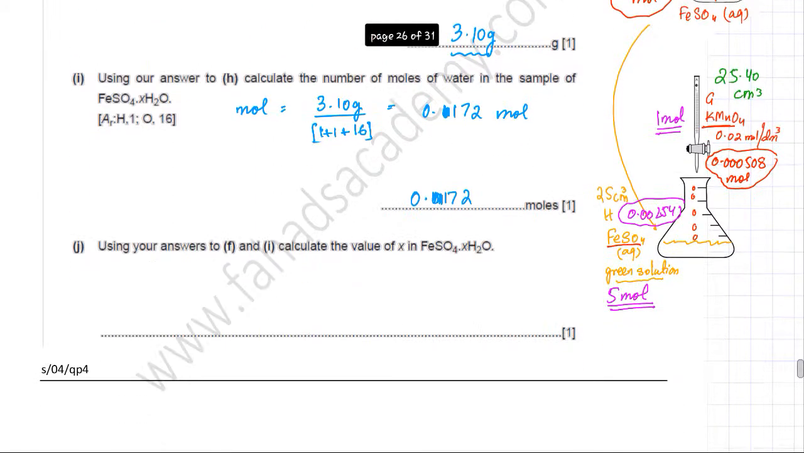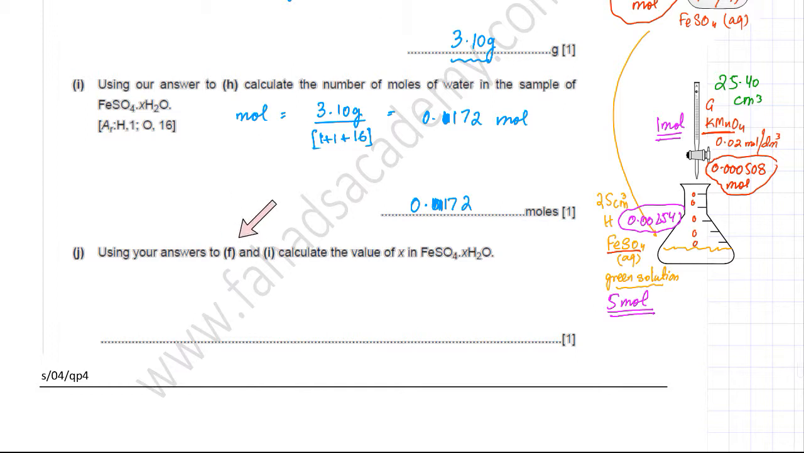Now moving to the last part, he's asking us to find, using your answers to F and I, calculate the value of X in FeSO4.xH2O. So basically, we need to find that for 1 mole of FeSO4, how many water molecules would be attached to it. Now we can find the moles of FeSO4 and the moles of water. We need to find the ratio, and we need to figure out how many moles of H2O would be connected with 1 mole of FeSO4. Now we've figured out the moles of water in the hydrated salt. They were 0.172 moles. So that is using the answer in part I.